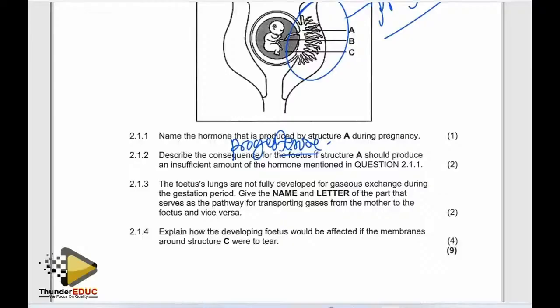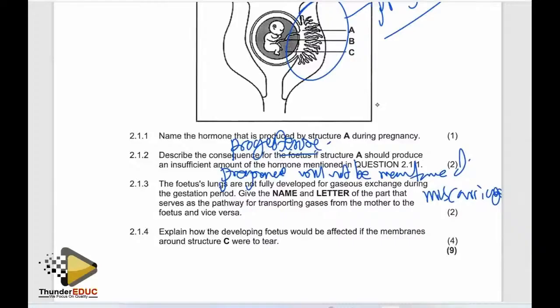So pregnancy will not be maintained, and this will lead to a miscarriage. So we're going to have what you call the miscarriage. Because the function of progesterone is to maintain pregnancy, and now you have reduced the amount of progesterone, definitely a miscarriage is most likely to happen.